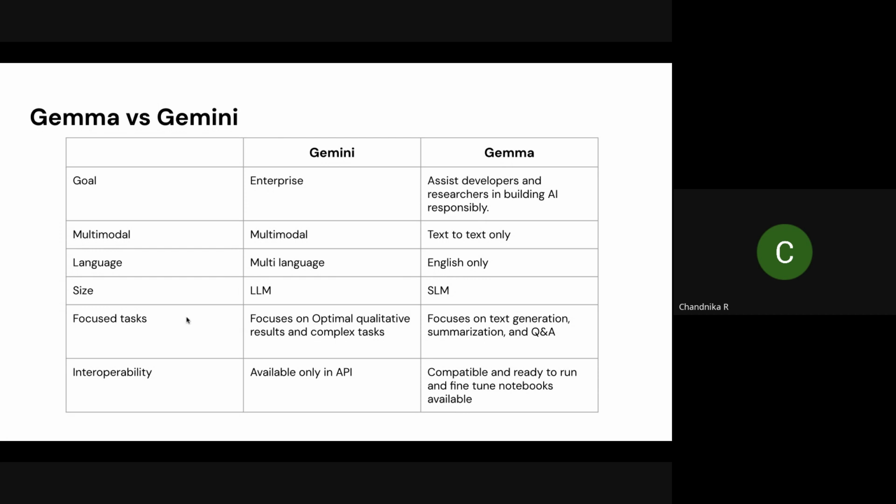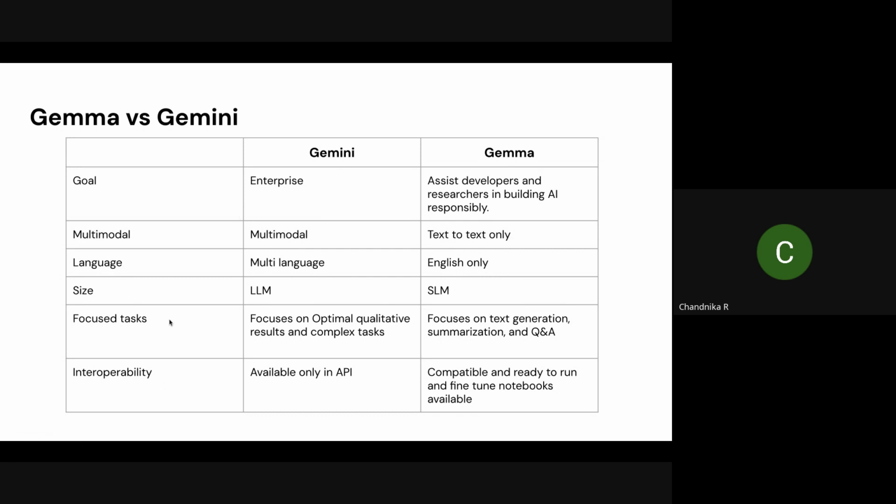As I mentioned, since Gemini is focused on enterprise-level applications, its main focus would be very complex, quality tasks. They are more into the results and into handling very high-level tasks. But Gemma is focusing on general tasks like text generation, summarization, and code generation, the usual tasks that a developer would require.